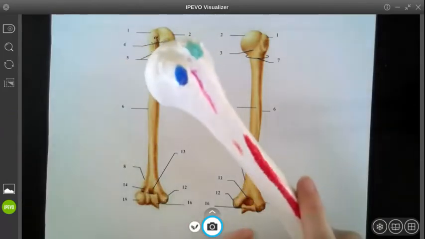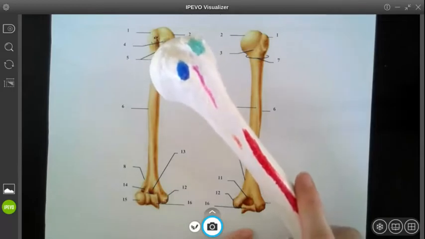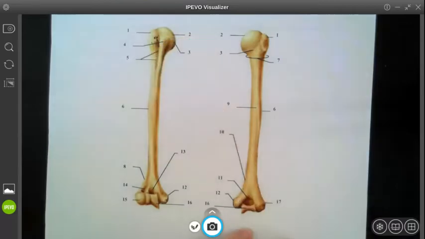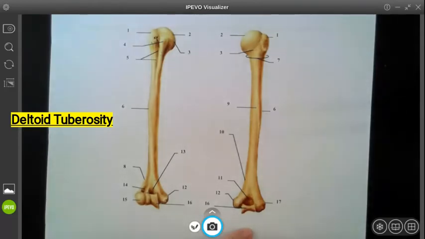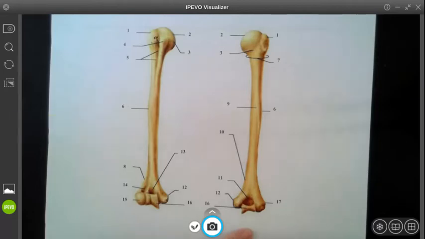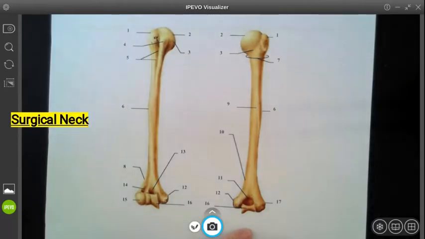Now they're much easier to see on the bone itself, especially when I have them colored in. So the teal is the greater tubercle and the blue is the lesser tubercle. Number five is the intertubercular groove. Number six is pointing at that tuberosity. Tuberosities can either be named after the bone that they're found on or the muscle that attaches there. This one is based off of the muscle, which is called the deltoid tuberosity. Number seven is the surgical neck.